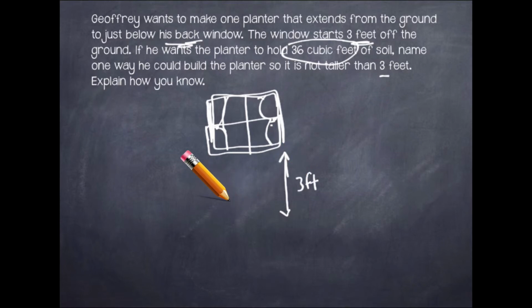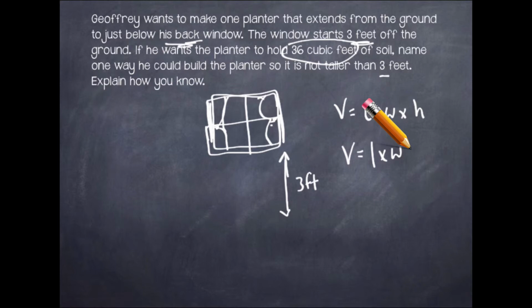Okay? So basically, we're already being told what one of our sides is. Because again, we know that the volume equals length times width times height. And so far, we don't know what the length is, we don't know what the width is, but we know the height is going to be 3 feet. That's as high as we can go.